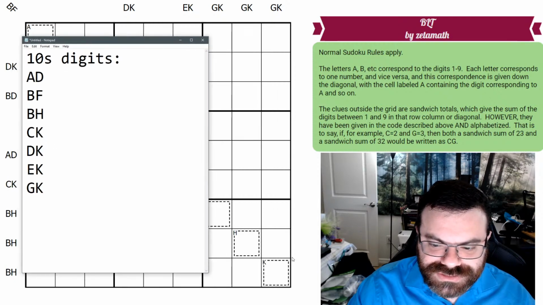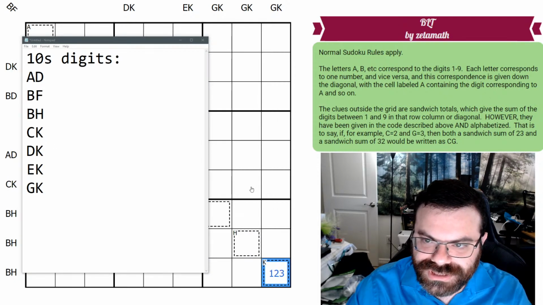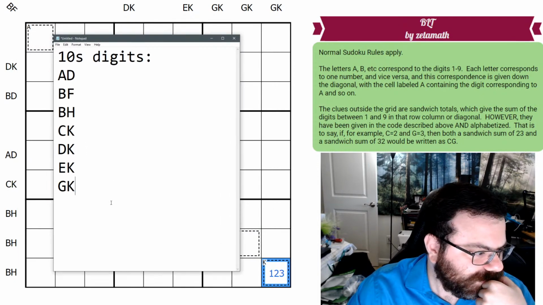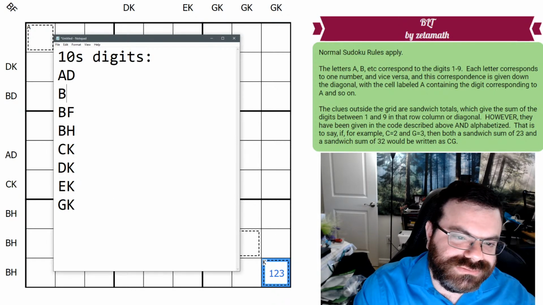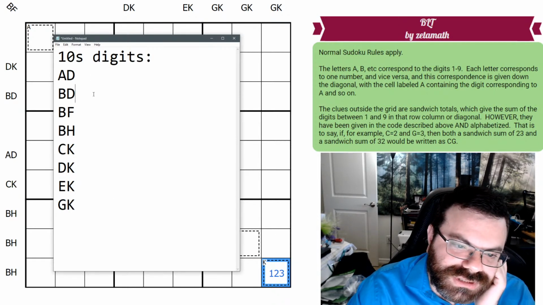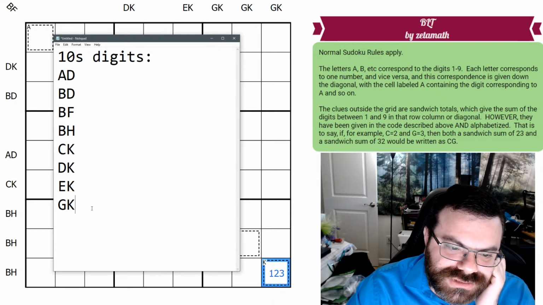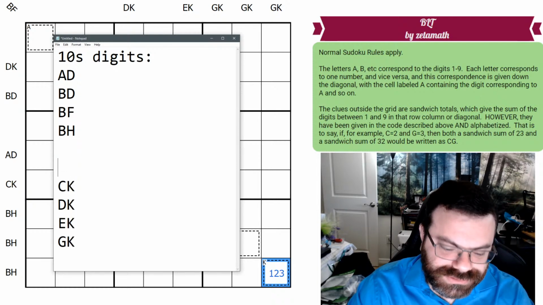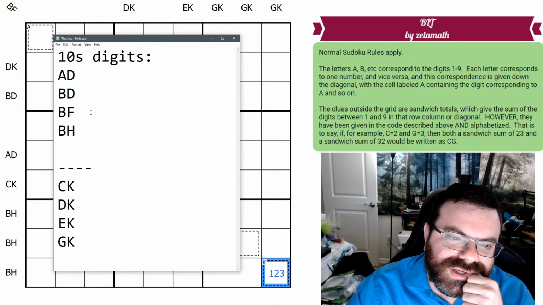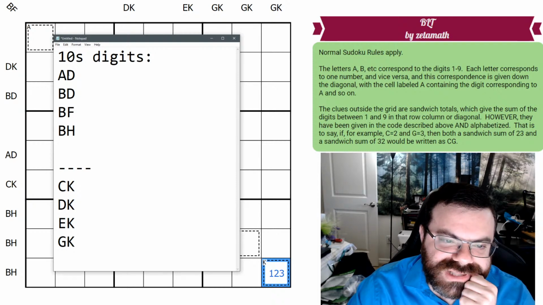So let's fill 1, 2, 3 for K. Did I miss BD? Thank you. So now that we know K is one of the tens digits, we don't have to worry about these four. So let's just draw a little line there. So now what's left?